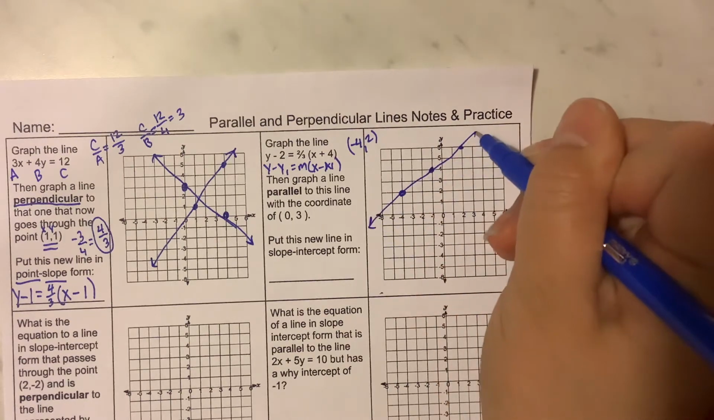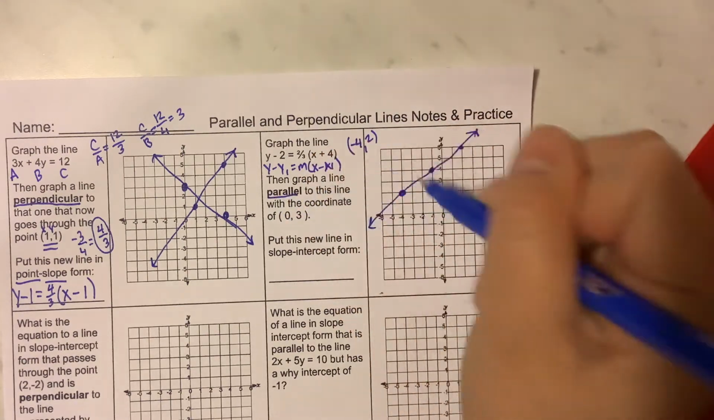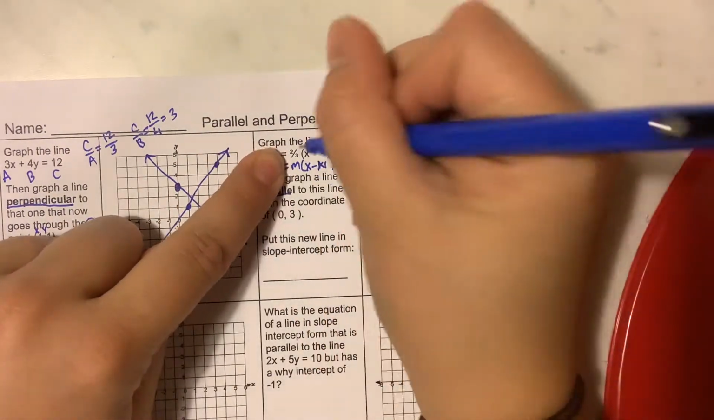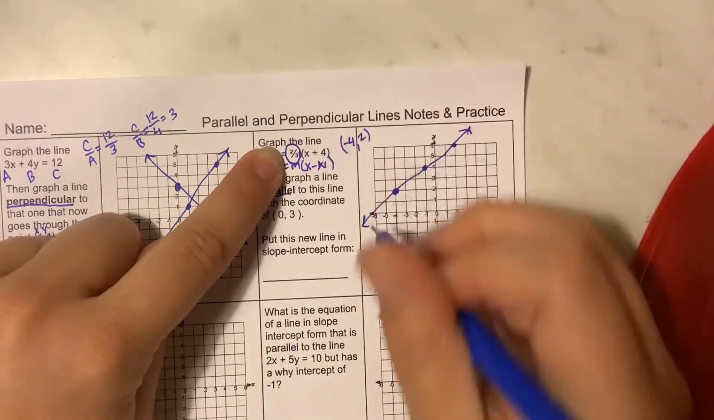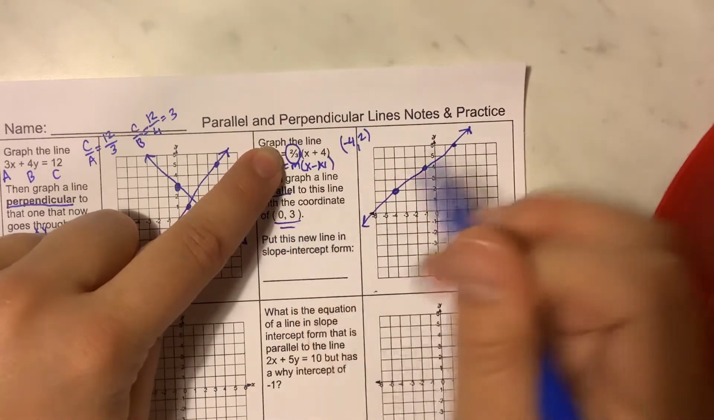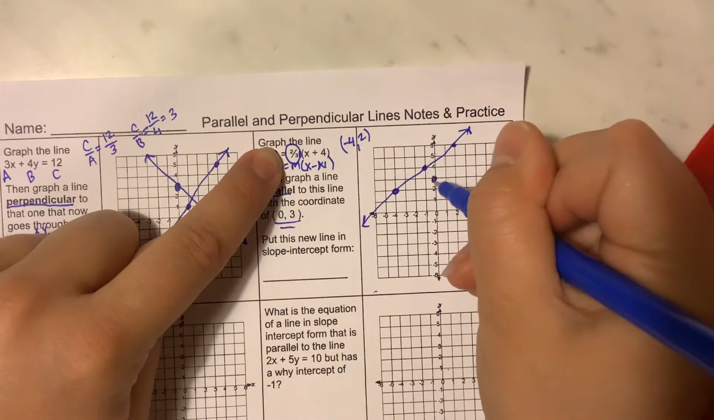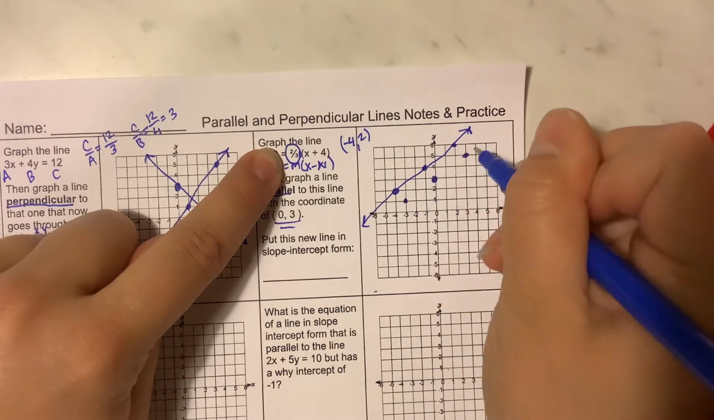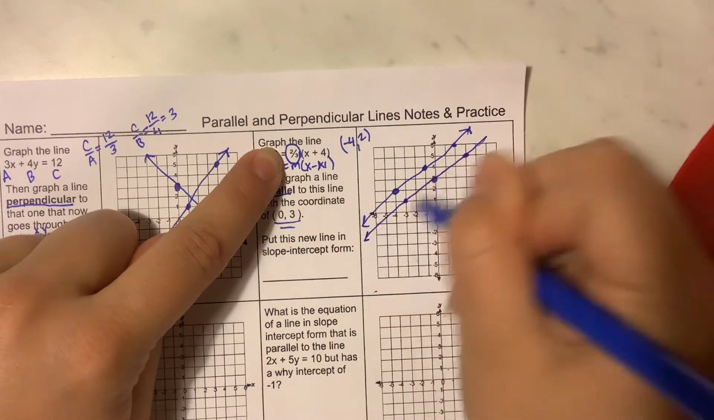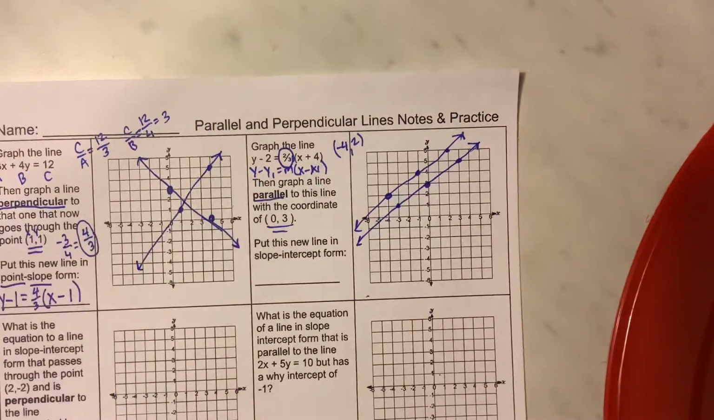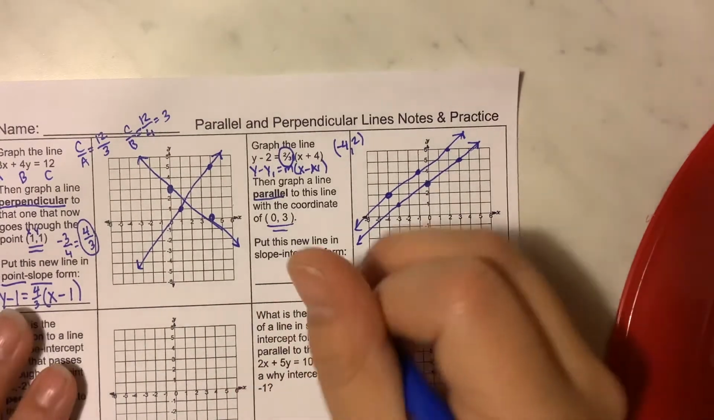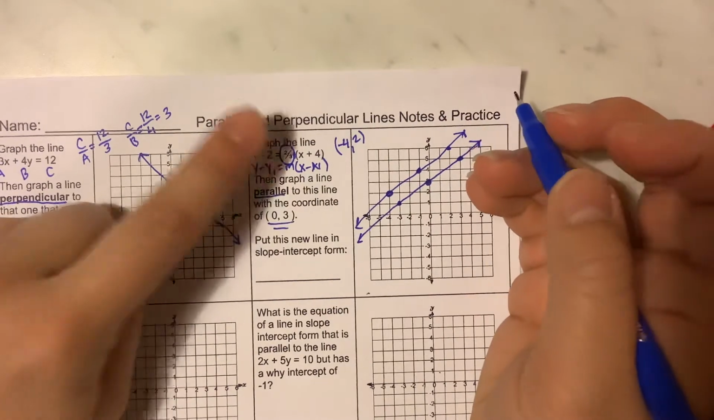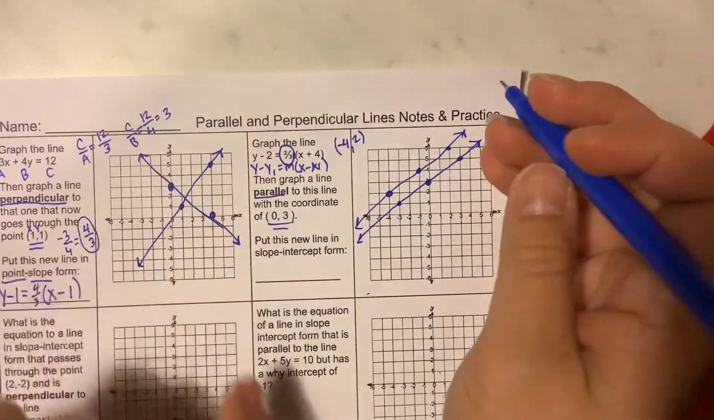Okay, we're going to find a line that is parallel to this line, which means that it's going to have the same slope. This slope was originally 2/3, and then it says goes to the coordinate (0, 3). So (0, 3) is here, and if I still have up 2 over 3, my line should look like this. It is parallel, very close to its little partner line, but they are parallel, they do not touch. It's because they have the same slope. Parallel means same slope. It says put this new line in slope-intercept form.